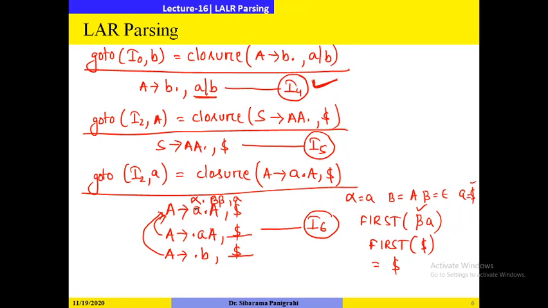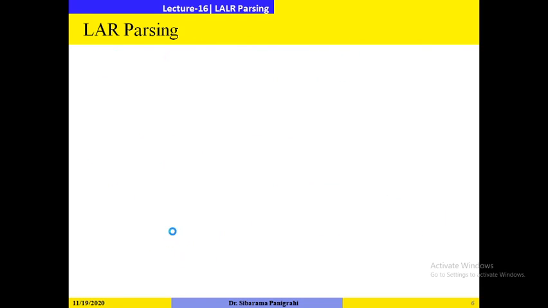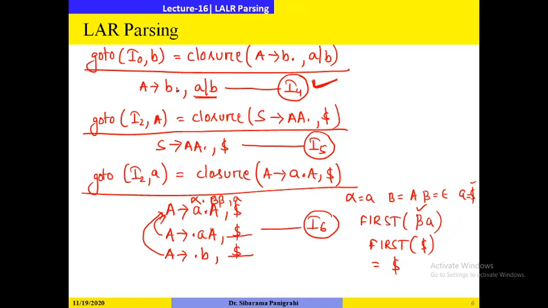In I3, can you jump any other symbol? You have jumped all the symbols. Now let us go through I4. So in I4 you see the dot appears at the end, so you cannot jump. Let us go through I5. So in I5 also dot appears at the end, so you cannot jump any symbol. So let us go through I6.